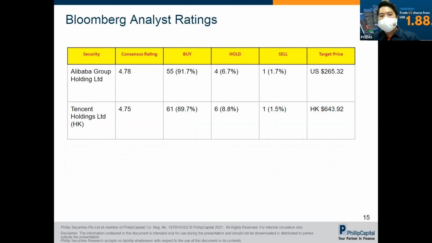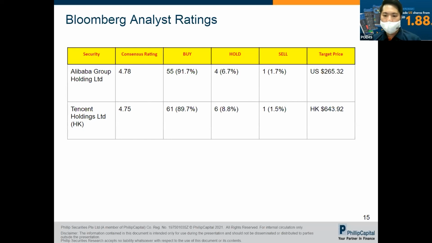For those of you who do not know what a consensus rating is, the Bloomberg analyst consensus rating is a rating ranging from 1 to 5. To put it in simple terms, 5 means a strong buy and 1 is a strong sell. And you can see that for Alibaba Group Holding, the target price is 265 US dollar, which is probably about 50% higher as compared to the current price. And for those who don't know what a target price is, it's basically an average forecast price.